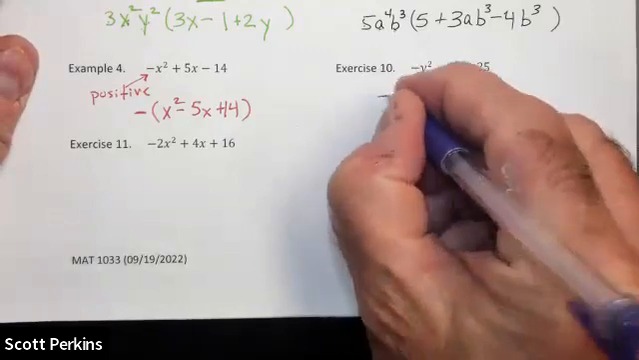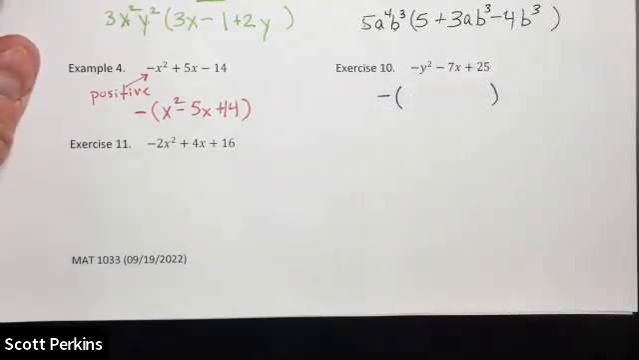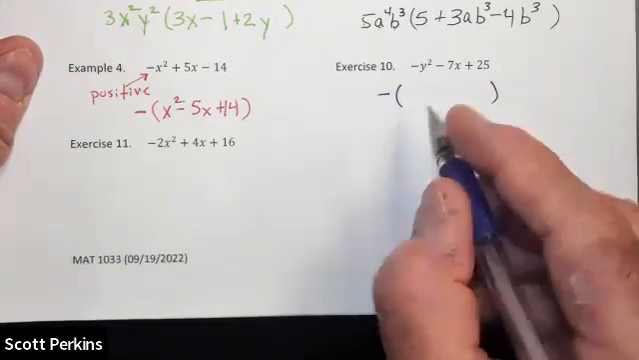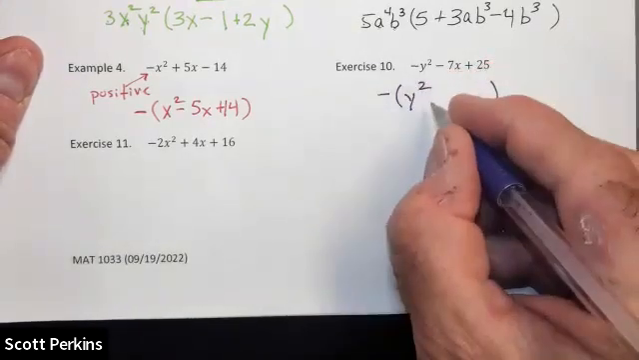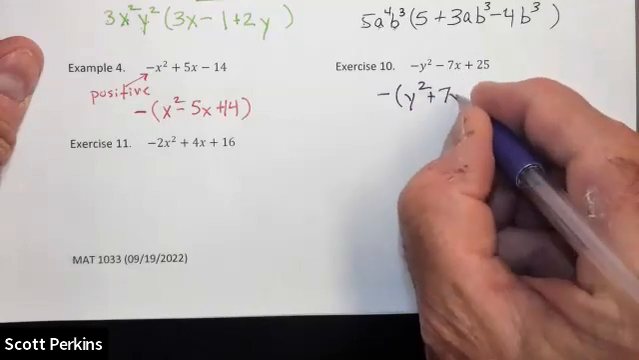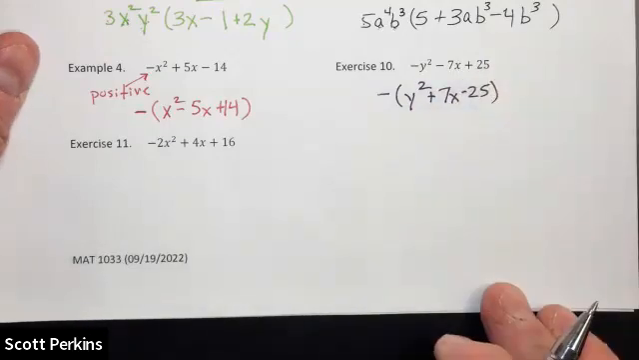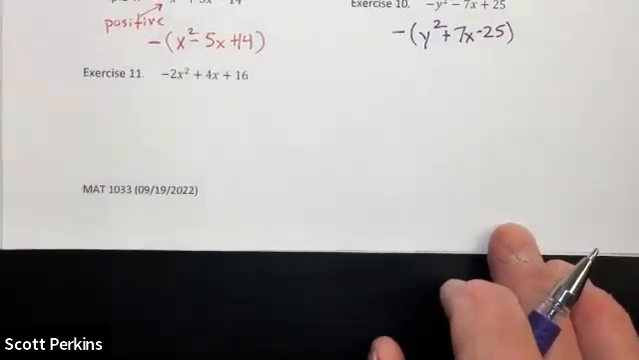All right, so I'm factoring out the negative, and here's my parentheses. And when I factor out the negative, tell me what's the first term? Positive y squared. What's the second term? Positive 7x. And what's the third term? Beautiful. Wonderful job.